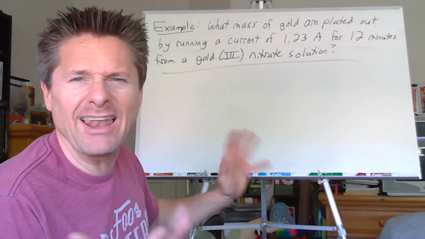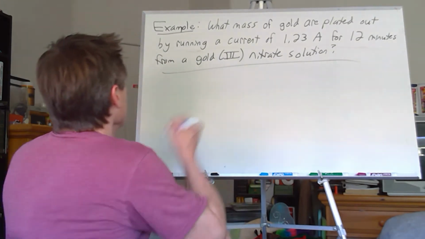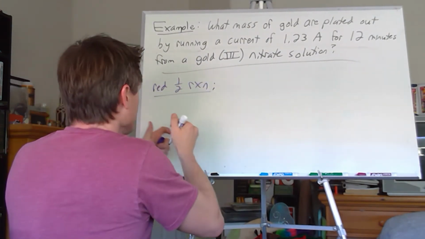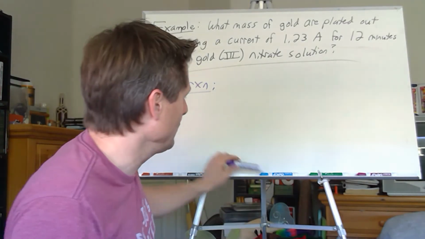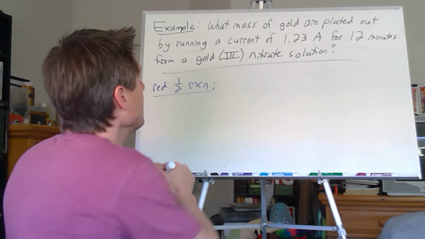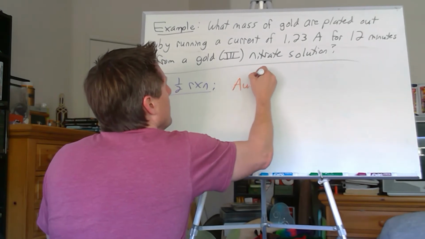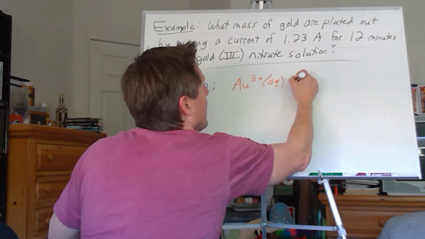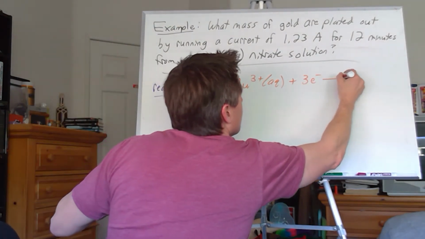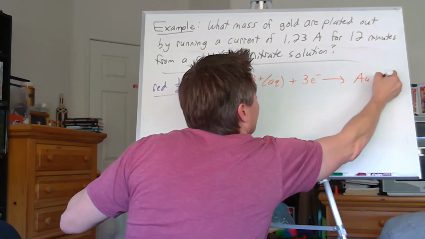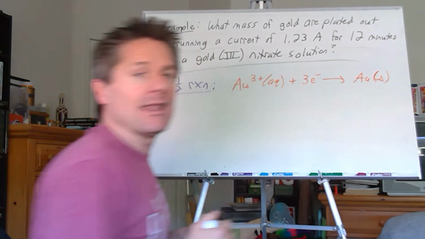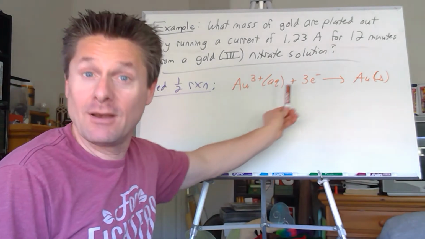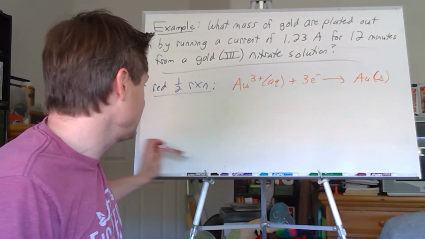So let's set up our half reaction. I like to set up my half reaction first. So this is my reduction half reaction. We don't need the electrode potential. That's not necessary for these problems. So we've got the gold with a +3, that's going to pick up 3 electrons to form solid gold. Do you see the 3-to-1 mole ratio there? That's something we're going to need in our process.